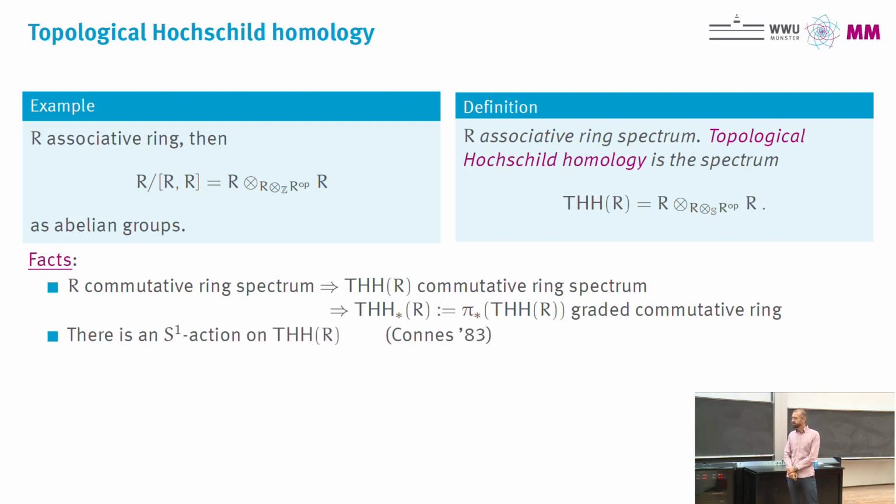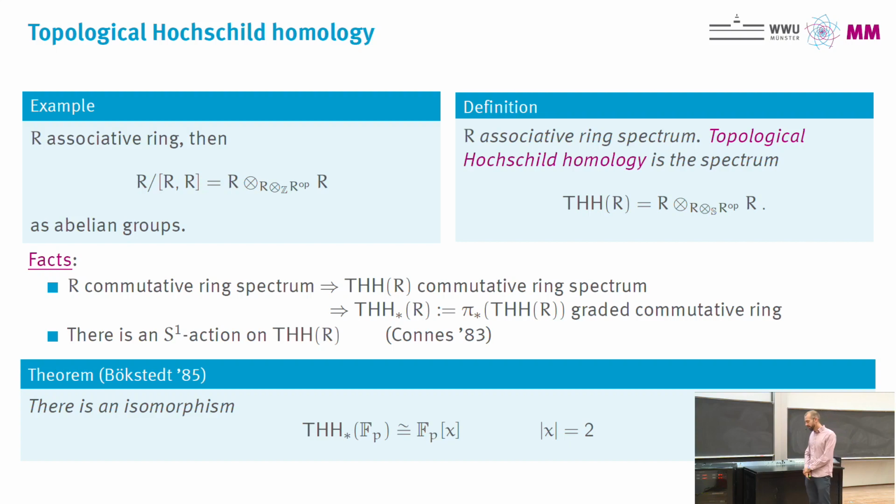The second fact is there's an S1 action on THH. This is less trivial. It relies on an insight of Connes, who in the analogous setting for Hochschild homology constructed something which we call the Connes operator. If you transfer this correctly to the world of spectra, you see that this gives you an S1 action on the spectrum THH(R). That's what Bökstedt had done.